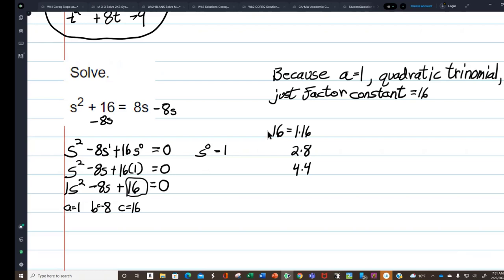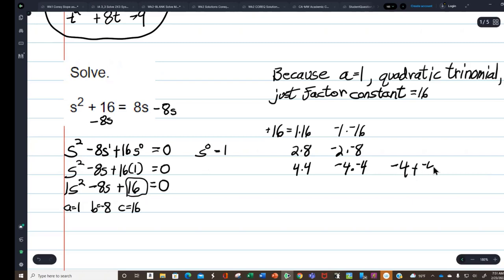And it ends up that because 16 is positive, it will also equal negative 1 times negative 16, negative 2 times negative 8, and negative 4 times negative 4. And look at this, negative 4 plus negative 4 equals negative 8, which is our B number. Bingo, we've got it.